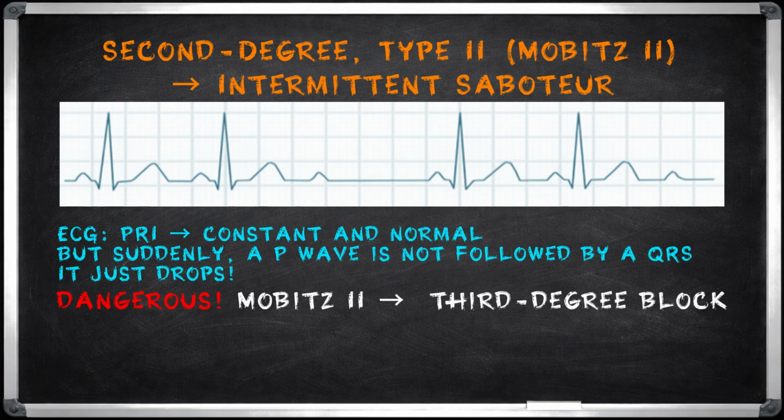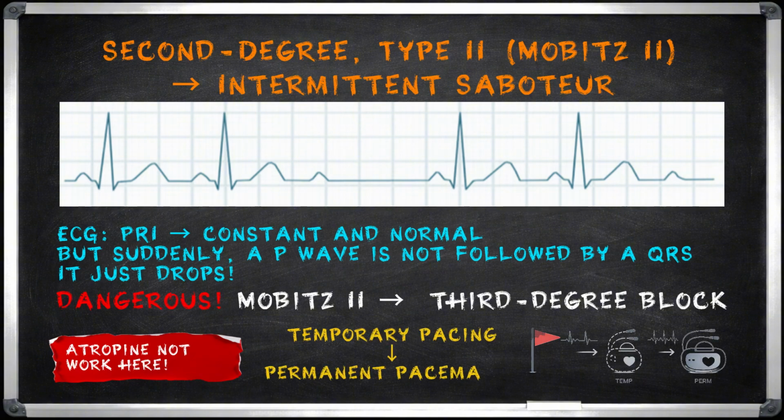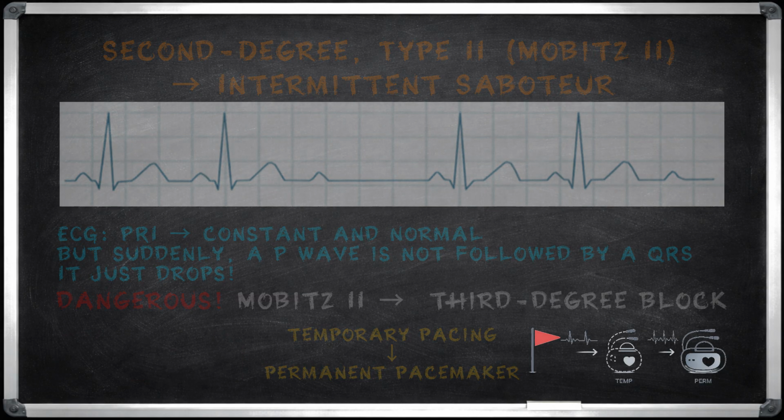Because the conduction system below the AV node is unstable. This can suddenly and without warning turn into third degree block. The ventricular rate can plummet. The key NCLEX fact: atropine often doesn't work here because the problem is below the node. The heart's escape rhythm is too slow and unreliable. About management, this is a red flag. It often requires temporary pacing and preparation for a permanent pacemaker.